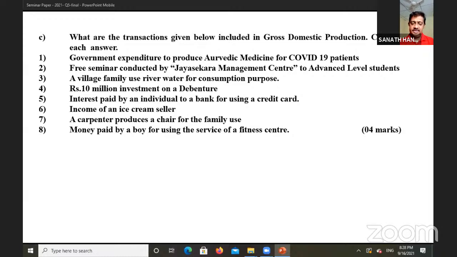As it is a transfer, it is not coming under the production boundary. Therefore, it is not included in GDP.